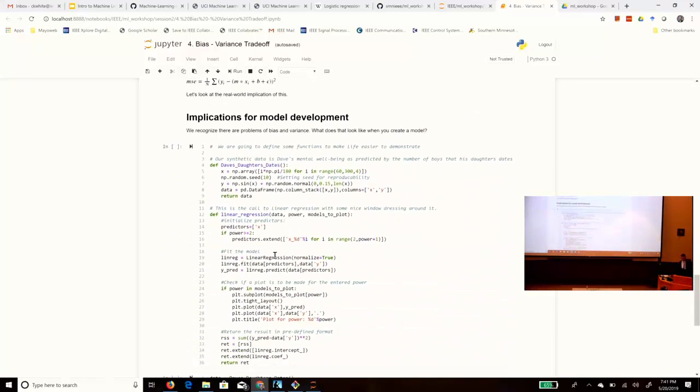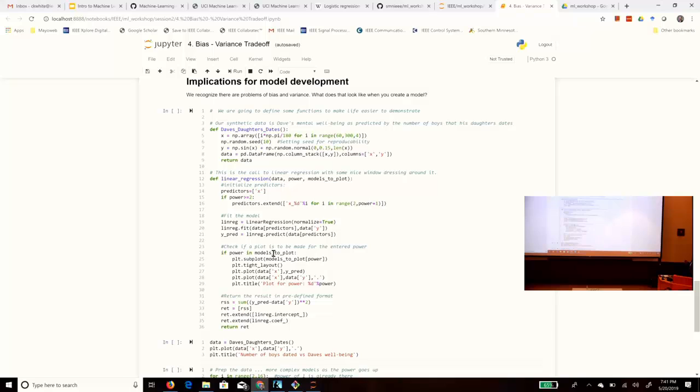So what does this mean in terms of model development? Well, I'm going to give a model. This is a model that I created called Dave's Daughter's Dates. I have 3 daughters, and when they go on more dates with more boys, my mental well-being goes very much lower. I'm not a big fan of this.